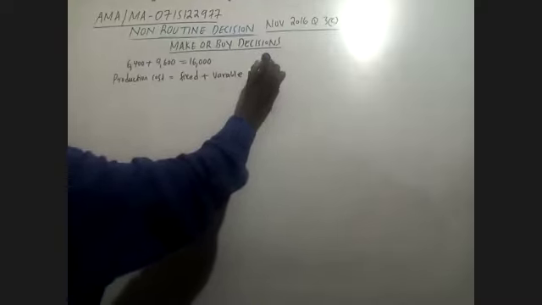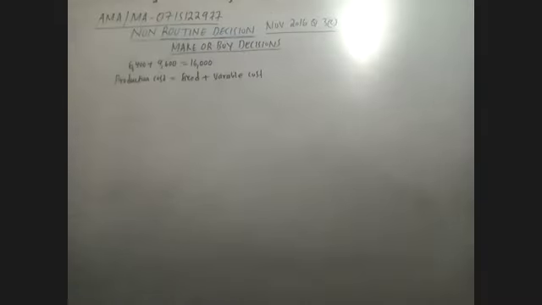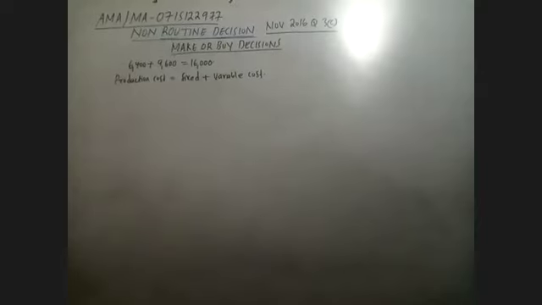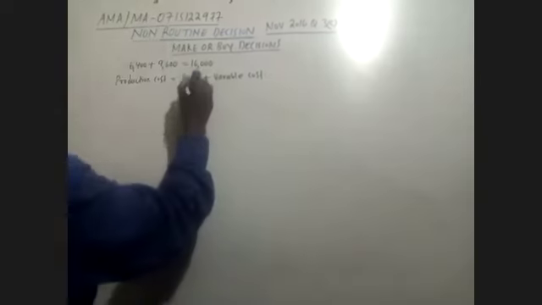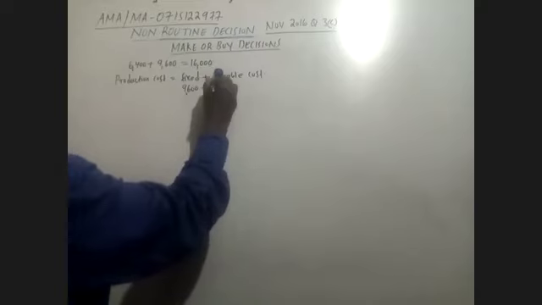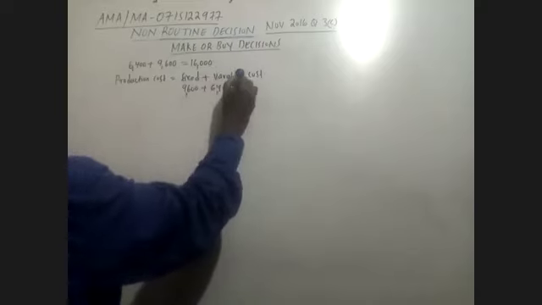Then we need variable overhead. We don't need the fixed. You only need the aspect of 80%. You don't need this one, 120. Remember, we said that for non-routine decisions, we mostly deal with the variable cost. So we just need 80%. 80% of the direct wage. Direct wage is our labor. So 80% of this 80. Which is how much?